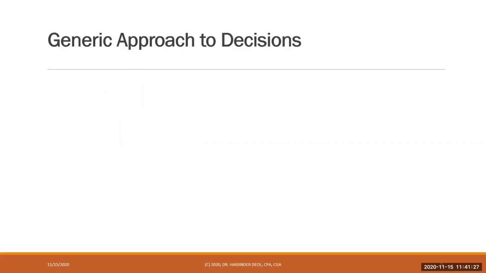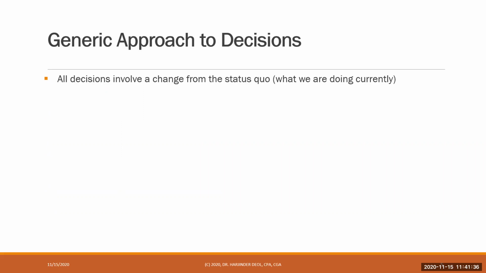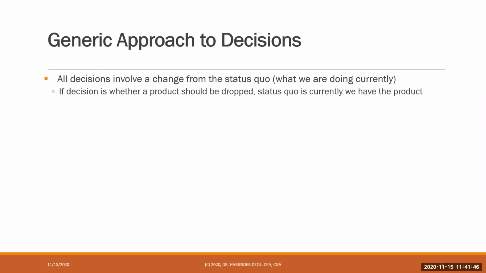A generic approach to decisions can be outlined. Basically, you have to keep in mind that all decisions involve a change from the status quo, i.e., whatever we are doing currently. So, for example, if the decision involves whether a product should be dropped, the status quo is that currently we have the product, so we make and sell the product. If the decision is whether we should buy a part, the status quo is that currently we're making it.